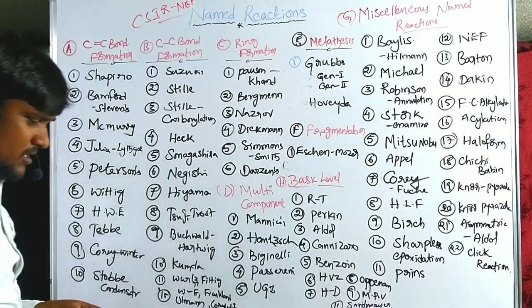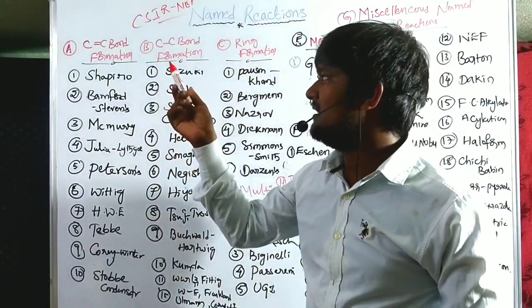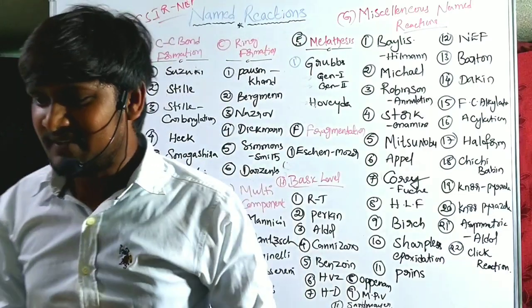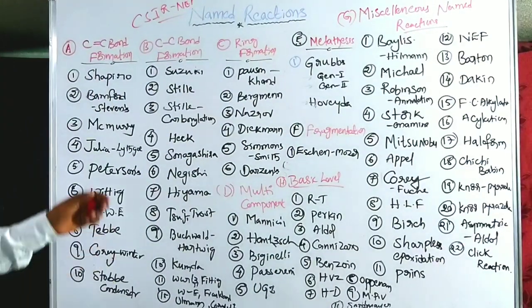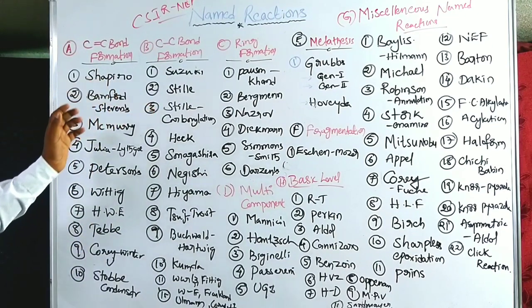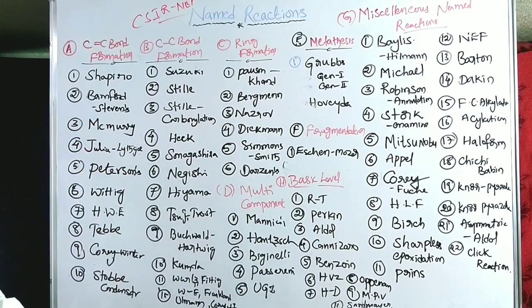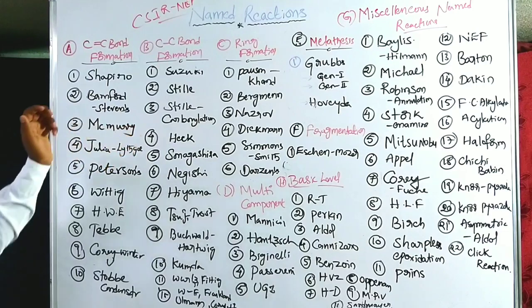Now the first part is the C double bond C formation reactions. The first one is the Shapiro reaction, which is a very helpful reaction; it forms double bonds from tosyl hydrazones. Next, the Bamford-Stevens reaction, which also forms double bonds from tosyl hydrazones.